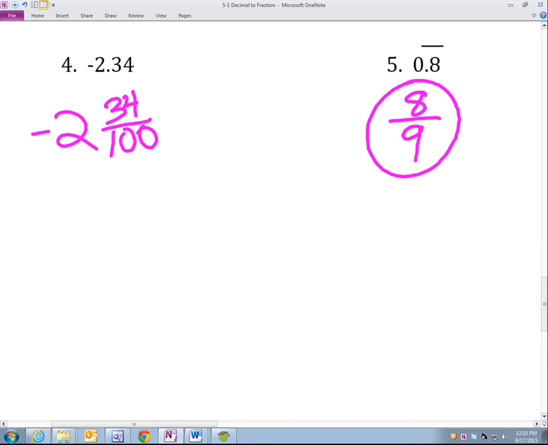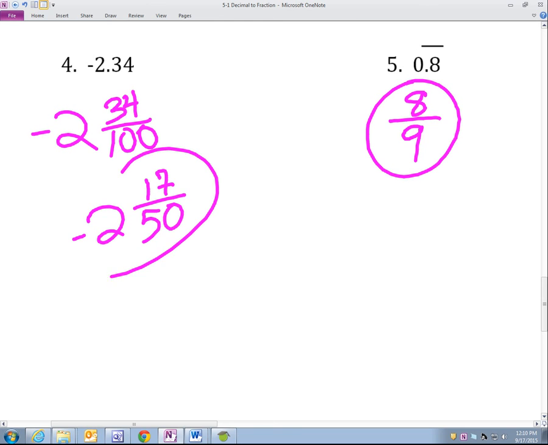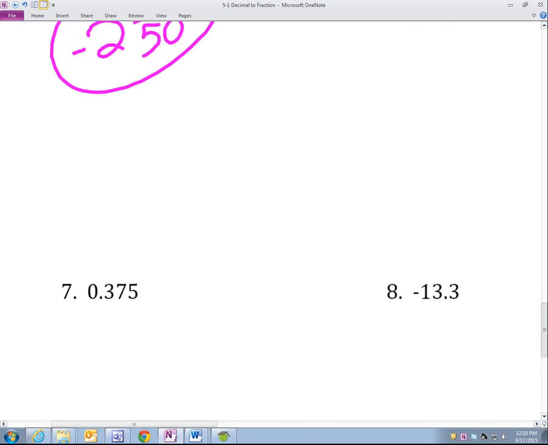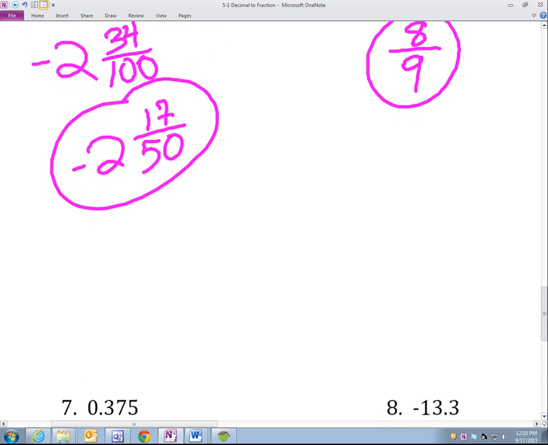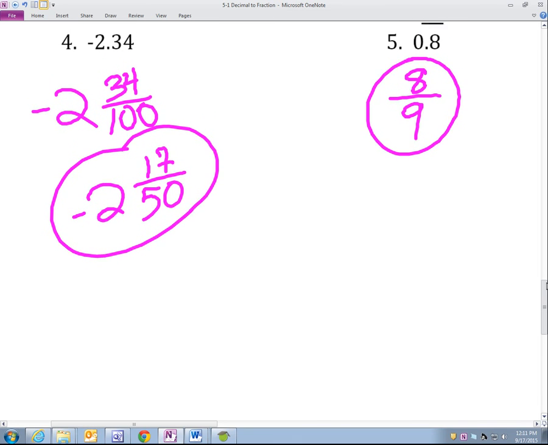No, it's not 99 because nothing's repeating. Only repeating gets nines. So I'm going to reduce that. I'm going to divide it by 2, which would be 17 over 50. 17 is a prime number, so now I'm done. Negative 2 and 17/50. Make sure you keep those negatives in there. Negatives, earthquakes.